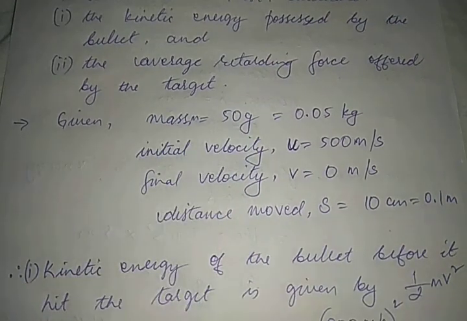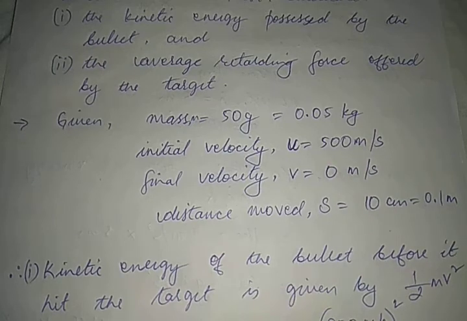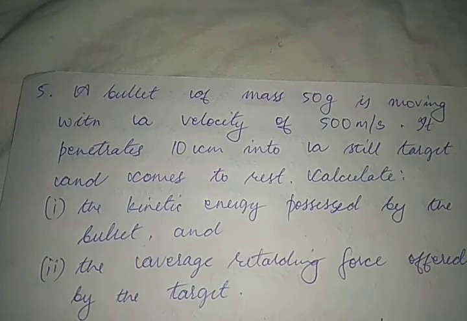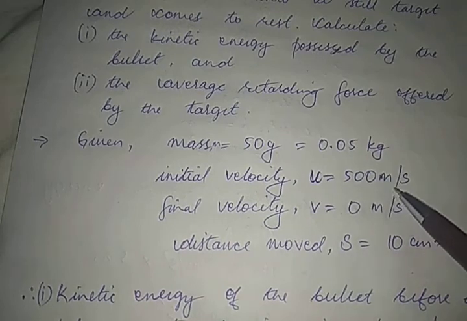Given mass is 50 grams, which is 0.05 kg, of course. I am again converting to the same system of units. Initial velocity is given to be 500 meters per second, because the question specifically says before penetrating or hitting the target, the velocity of the bullet is 500 meters per second. So initial velocity u is 500 meters per second.